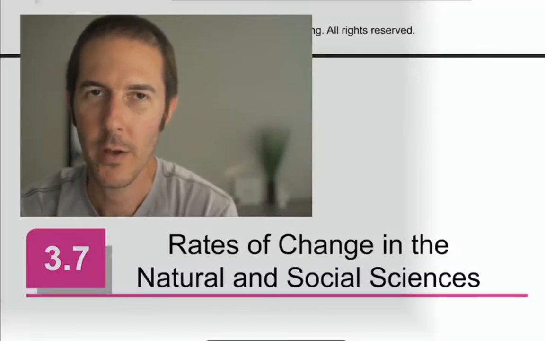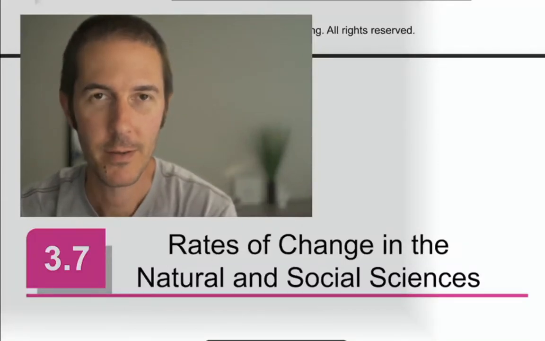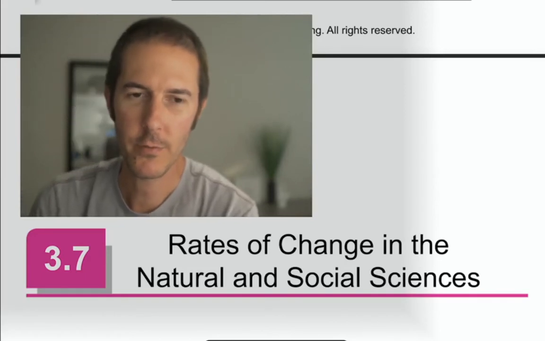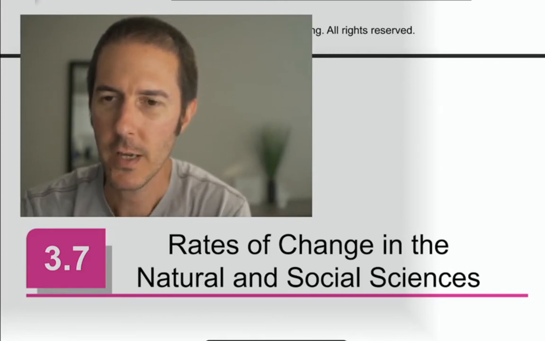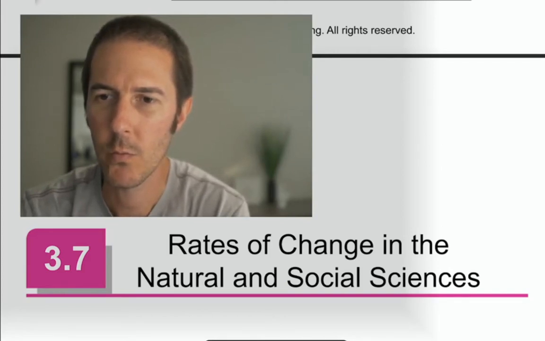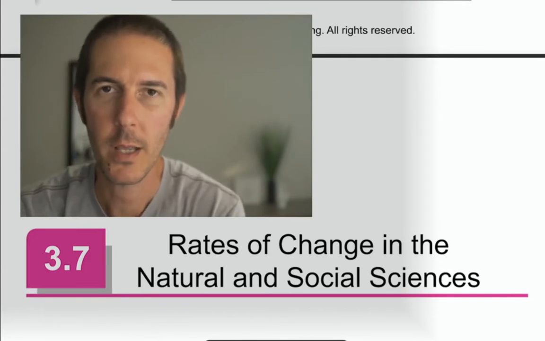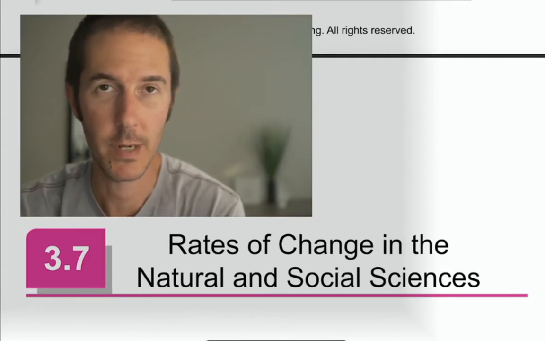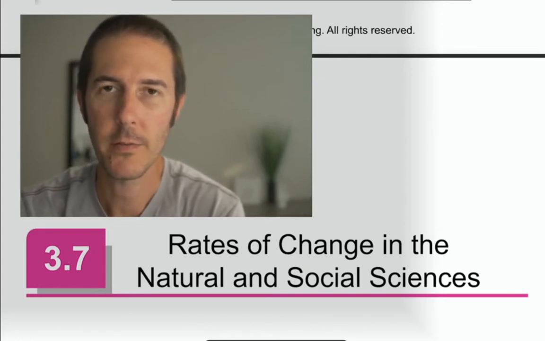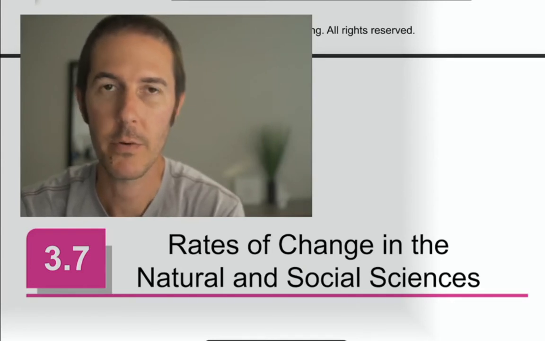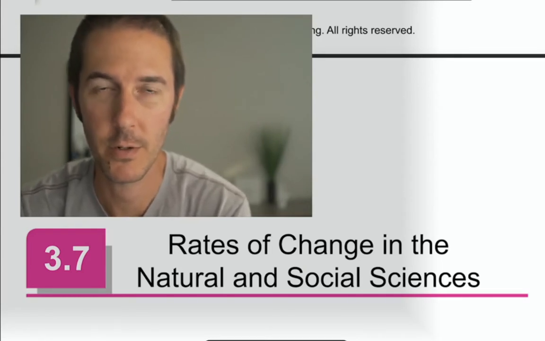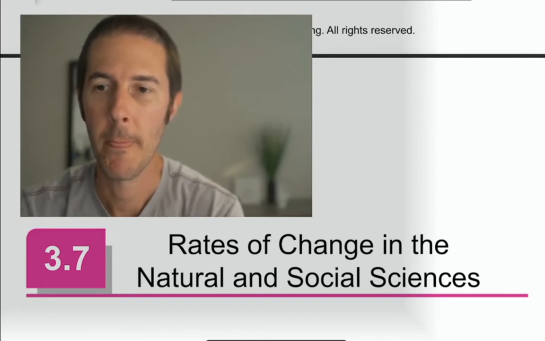Welcome to Calculus 1, Chapter 3, Section 7, where we're going to talk about rates of change in the natural and social sciences. This section is going to take one topic for the most part and apply it to a bunch of different natural and social sciences. Now, I teach this course predominantly for those of you who are in the hard sciences, the physics and biology and the like. However, there are some topics in here that are applicable all over the place.